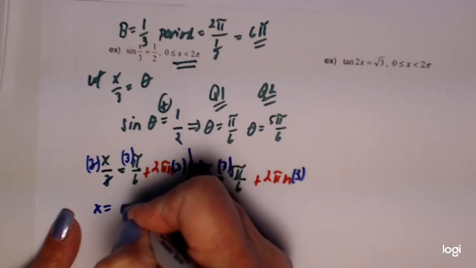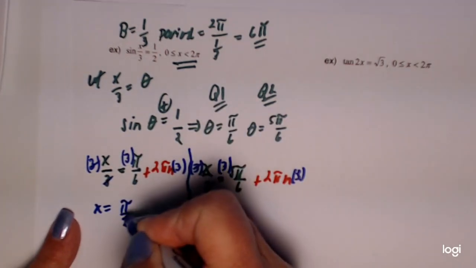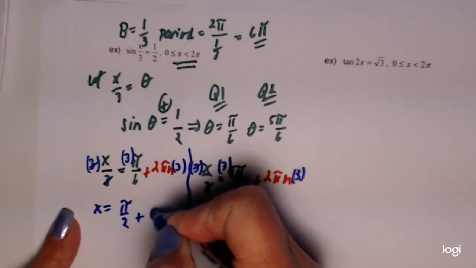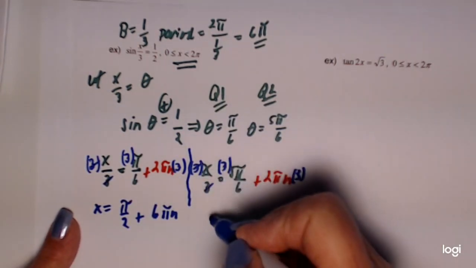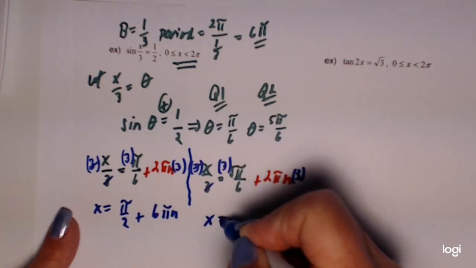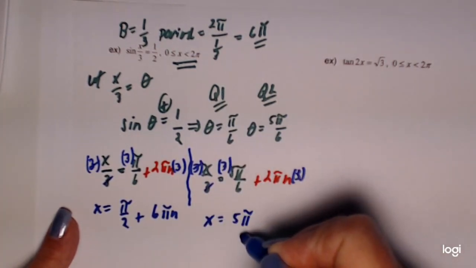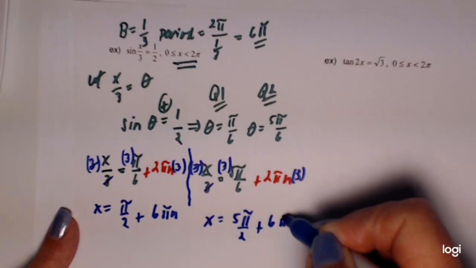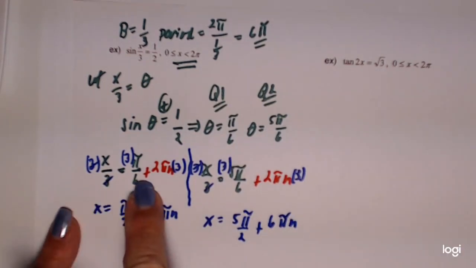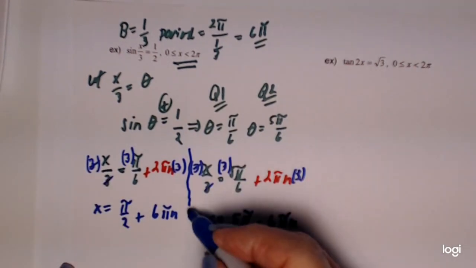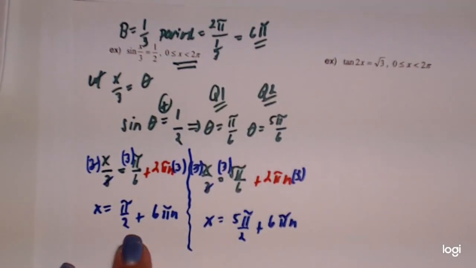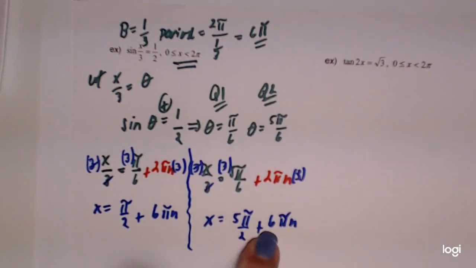This is going to reduce to pi over 2 plus, and this here is going to be 6 pi n. 3 times 2 is 6. And then over here we have x is equal to 5 pi over 2 plus 6 pi n. So we've just multiplied, in this case, everything by 3 to solve for our x's. So here are our two values being changed up now for our period change.